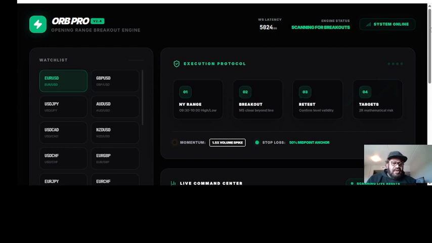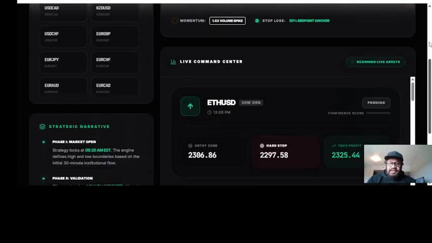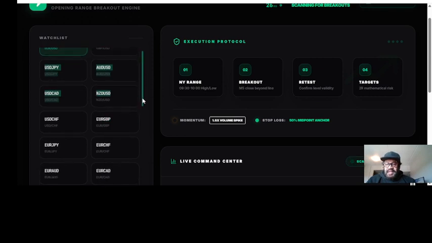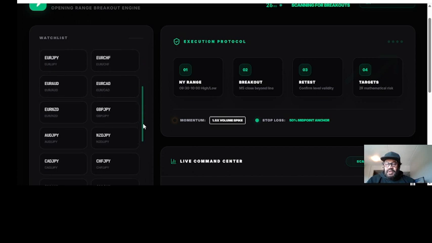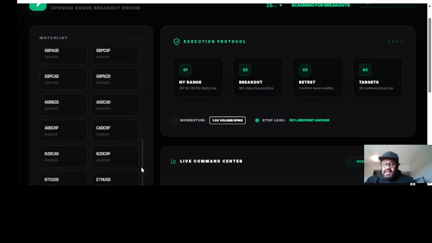What you're looking at here is the user interface dashboard that I've put together. It fetches up to 26 major and minor currency pairs. If you look to the left, these are all the currency pairs that it analyzes, all the major and minor pairs. In addition to that, I have it programmed for Bitcoin and Ethereum as well, the two cryptos.